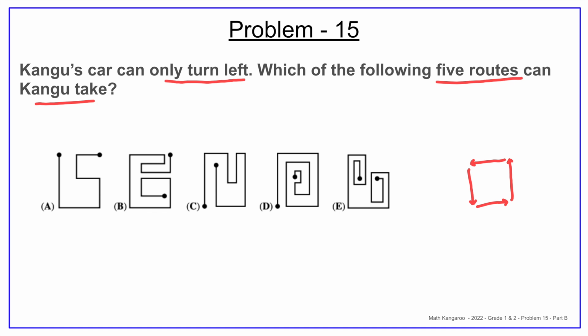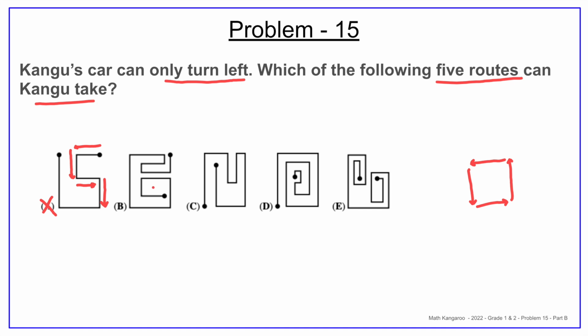Now let's look at the first shape, which is our option A. We start here and go left. Then the next left should go downward, which is correct. After that, the next left should point towards the right, which is also correct. But this one is coming down, and it's supposed to be going up, following our pattern. So option A is not our answer.